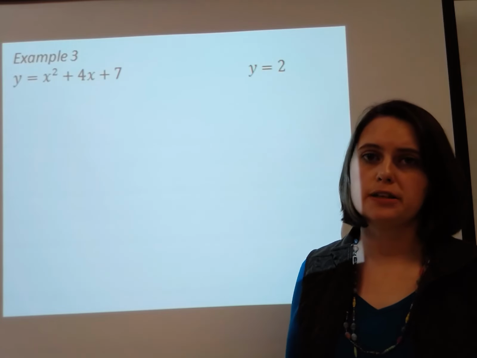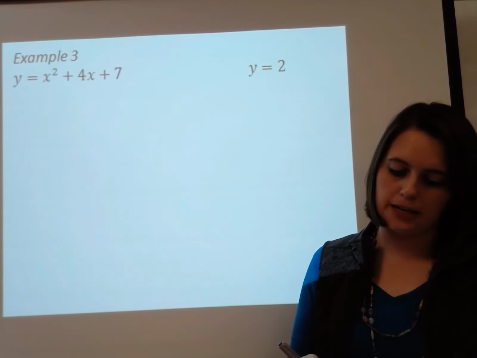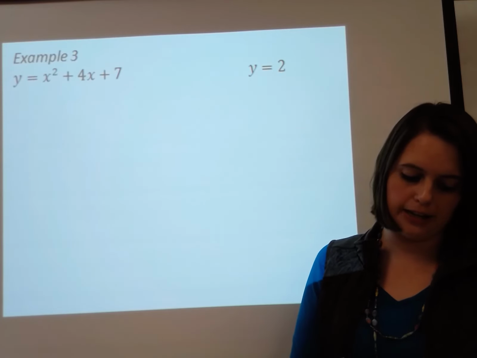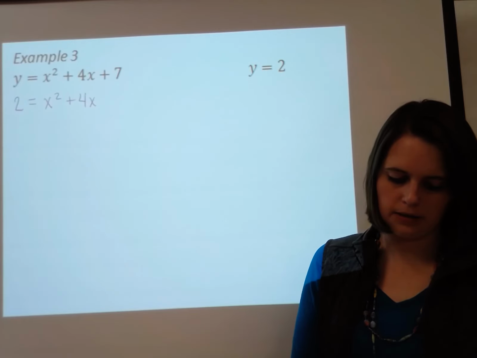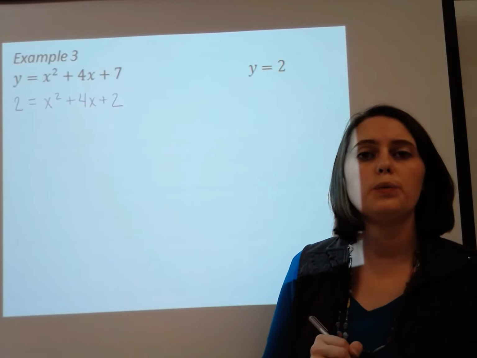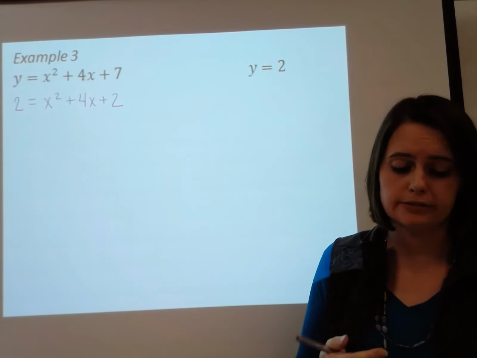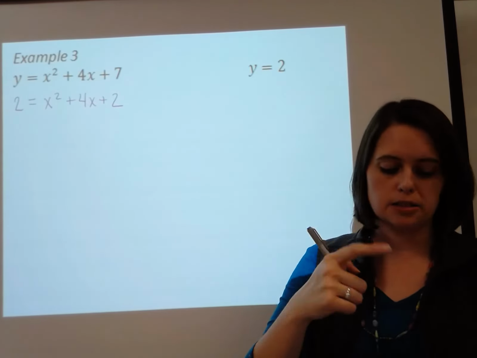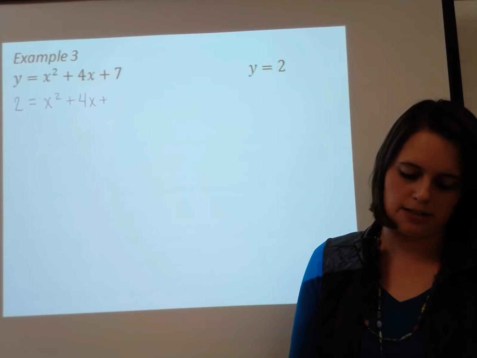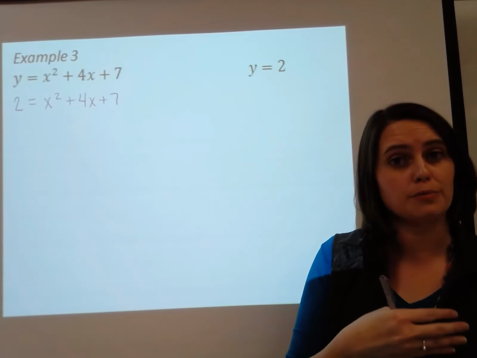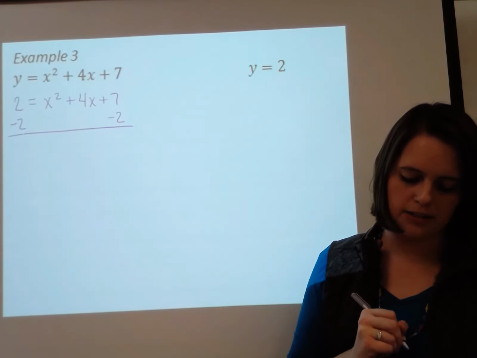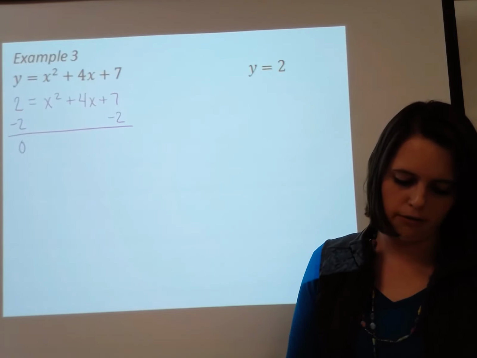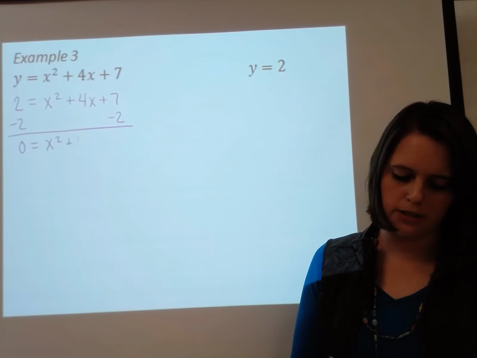Again, solve by substituting one equation into the other. So because it says y equals 2, that's the only thing we're going to plug in here for y. When we need to solve this or set this equal to 0, we're going to just need to subtract the 2 from the 7 on the right, because those are the like terms. So 0 equals x squared plus 4x plus 5.